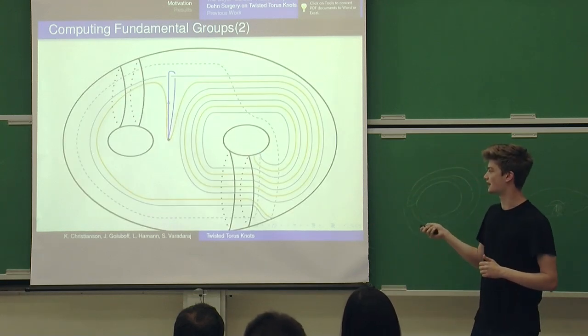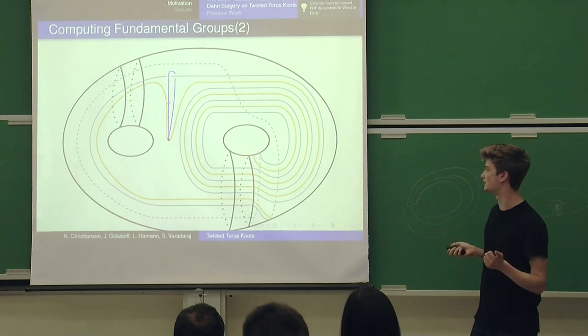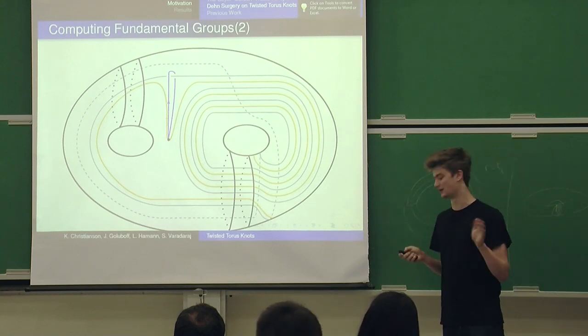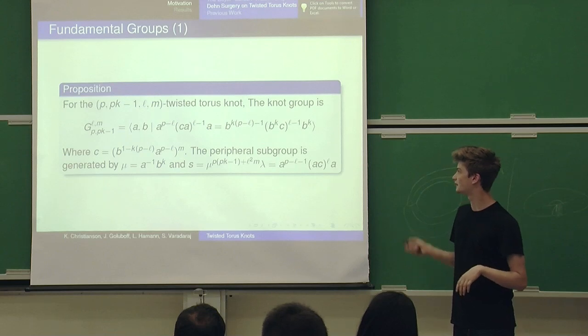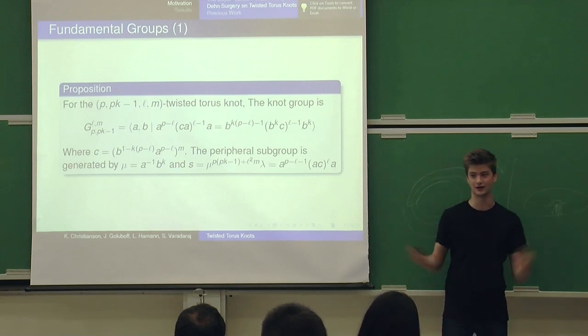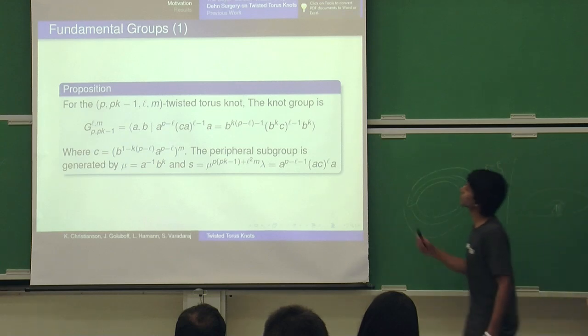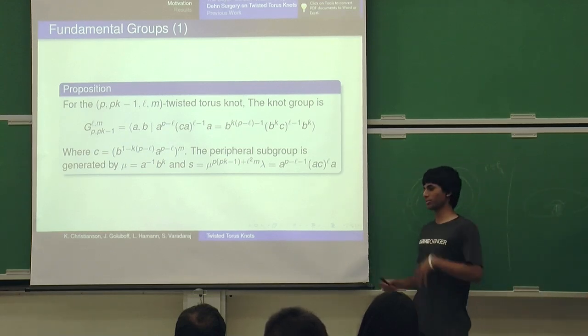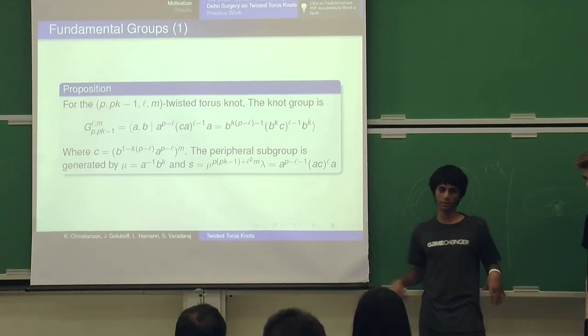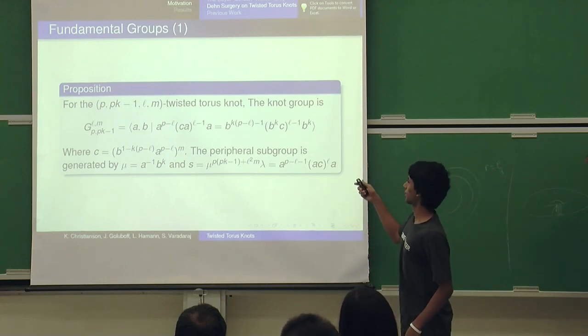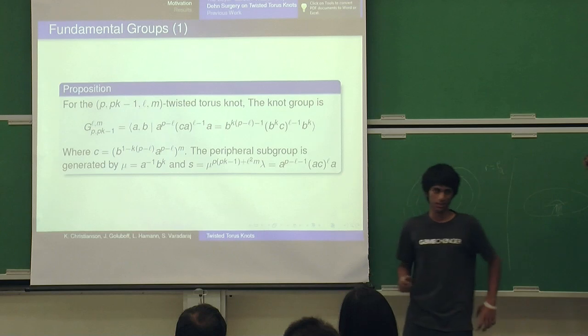Here are some pictures of the calculations we did. I'm not going to go into exactly what's going on here, but basically this corresponds to one of the generators of the torus, and this corresponds to the generator of the other one. And to talk about the fundamental groups we derived, as Linus said, mu and lambda are the generators of the peripheral subgroup of the torus boundary. And so we derived the knot groups and the peripheral subgroups.